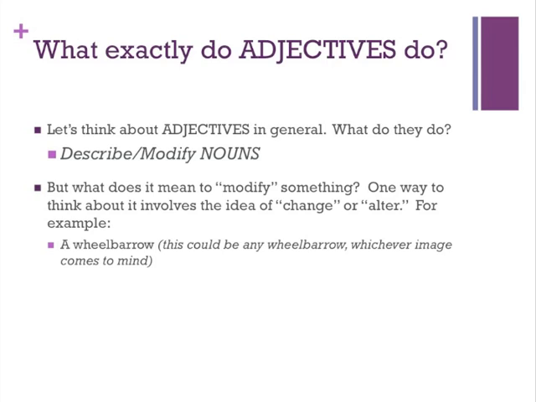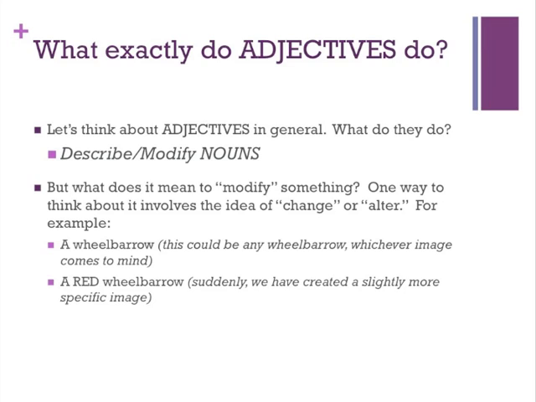For example, let's think about a wheelbarrow. If I said a wheelbarrow, this really could be any wheelbarrow, and whatever image comes to mind would pretty much be your idea of a wheelbarrow. But notice when I add an adjective, suddenly how much more specific the idea becomes. What if I said a red wheelbarrow? Now we've created an image that's slightly more specific. In fact, if I said red wheelbarrow, you would likely have had this particular picture in mind.